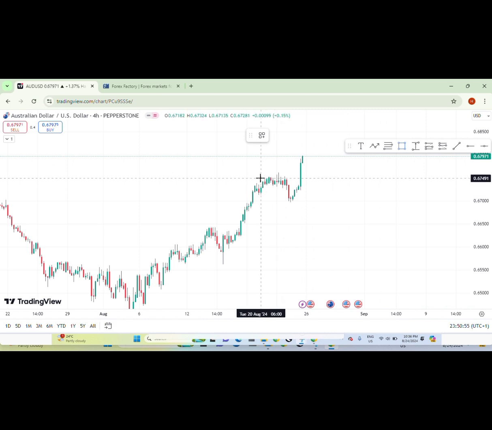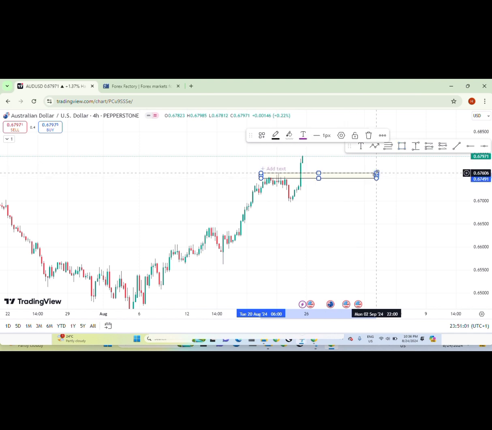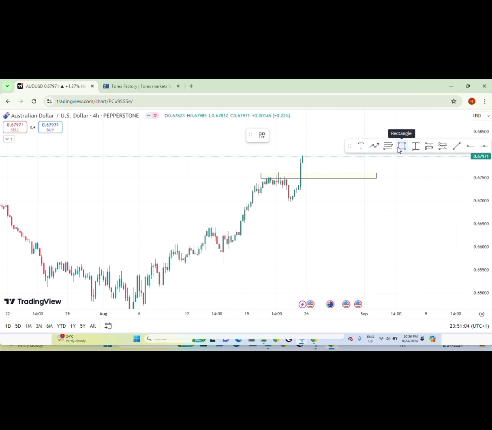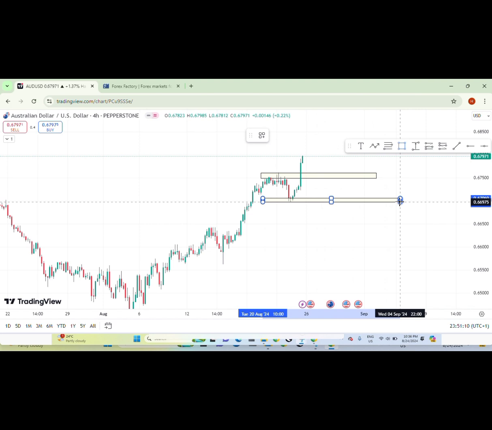So we have this first key level over here. We have this key level over here. Then we also have another key level over here. So they can all be found on the 4-hour time frame.